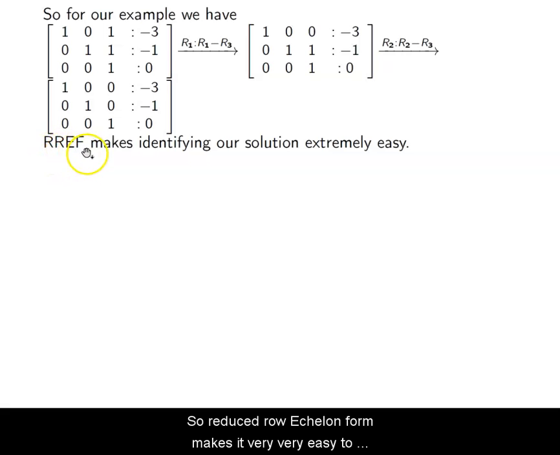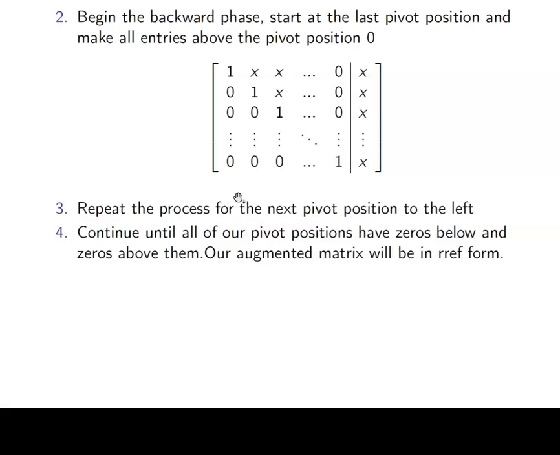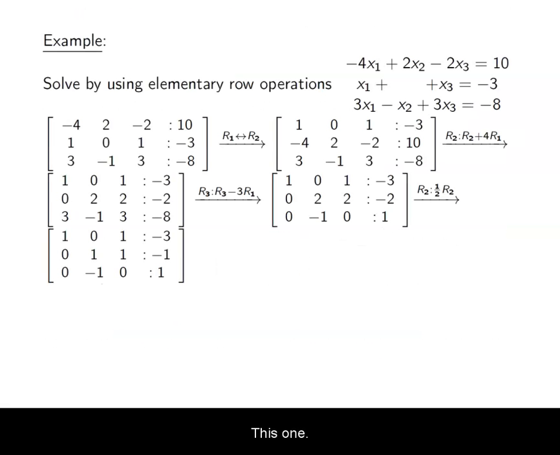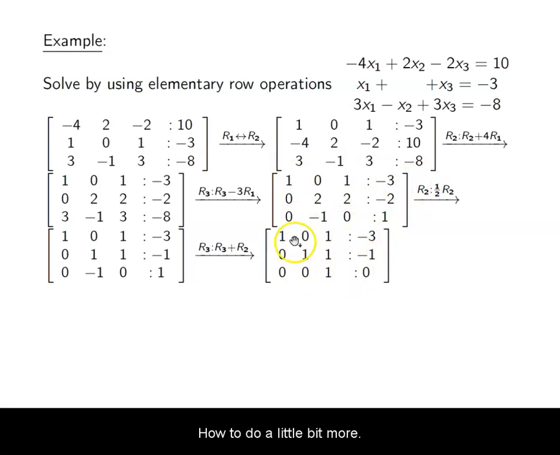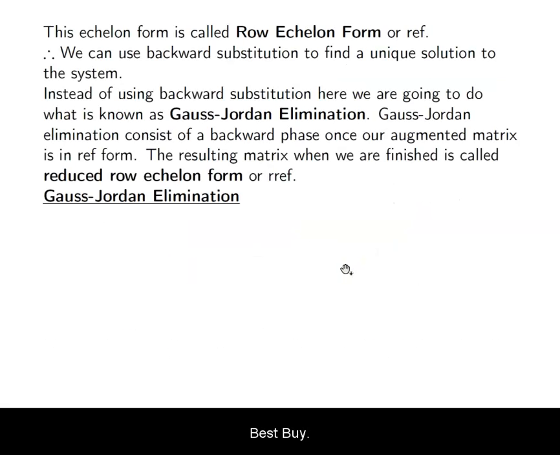So reduced row echelon form makes it very, very easy to identify what my answer is. It's just -3, -1, 0. If I leave it in my row echelon form, okay, this form, I have to do a little bit more math to finish finding out what my answers are. Okay, so that's the benefit.